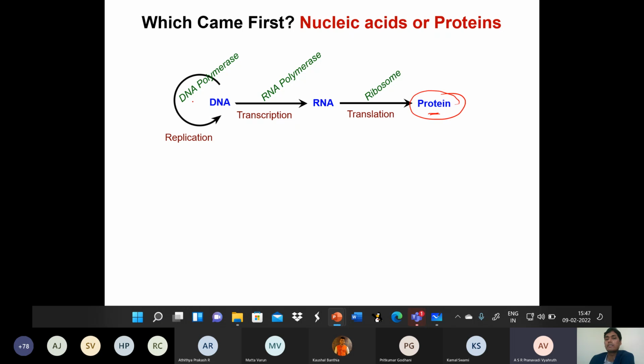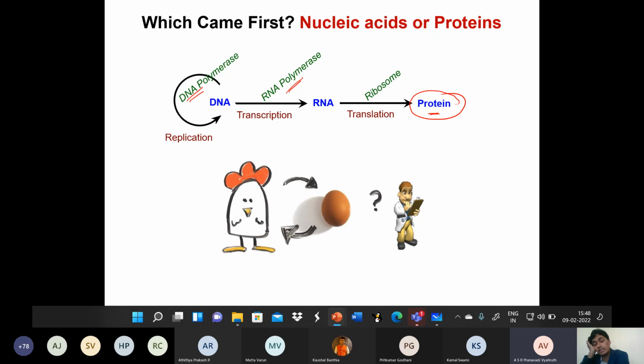Translation. But remember, this DNA polymerase is a protein. RNA polymerase is also a protein. Then how were those formed initially in terms of evolution, if you say that one came first? This is a difficult question to answer. It is like the problem we are all aware of: which one is first, the chicken or the egg, something like that.